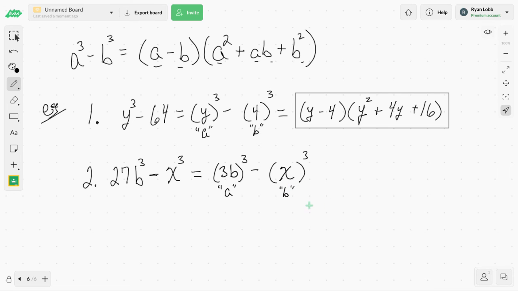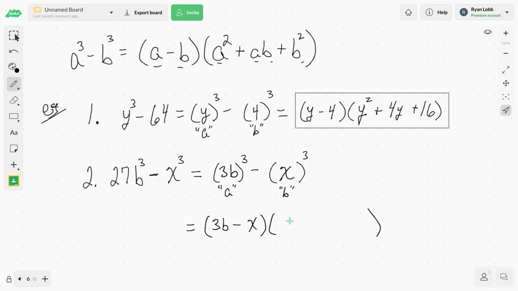Okay. Now be careful here. So now when we factor this from here, what are we going to have? We're going to have a binomial times a trinomial. Okay. And we're going to have what? Well, in this case, a is 3b, minus b, which is x.